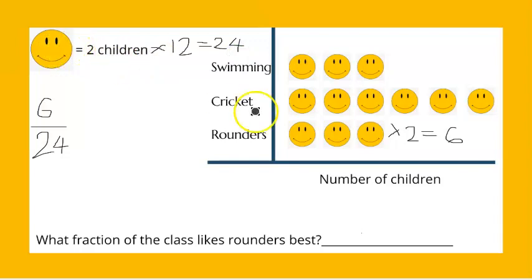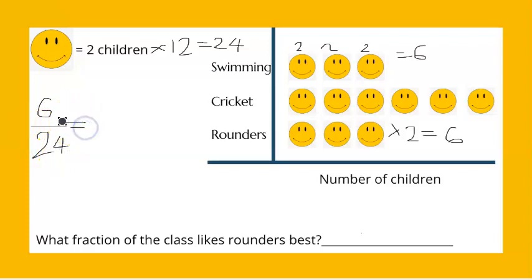So one of these smiley faces represents 2 children. So this is 2, 2, 2, 6. So I count 2, 4, 6, 8, 10, 12, 14, 16, 18, 20, 22, 24. So I have 24. So 6 over 24. I'll read the question again. What fraction of the class likes rounder best? Rounder is 6. I have it over here, over 24, the total number of children in class.